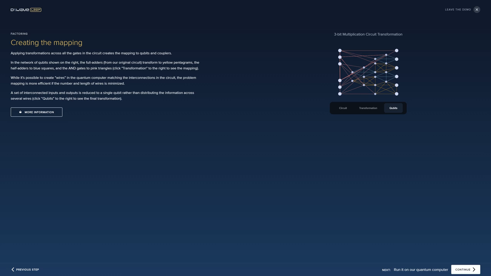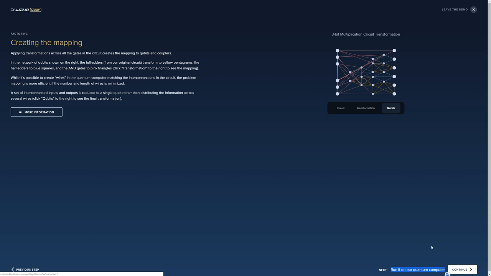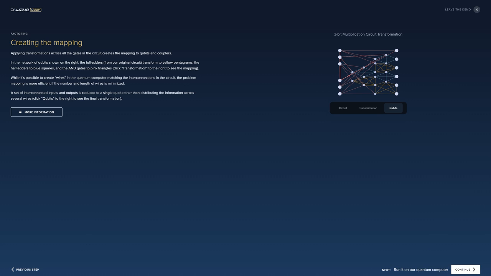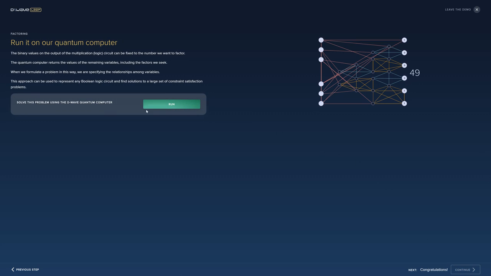Okay, next one is run it on your quantum computer. Ladies and gentlemen, run it on your quantum computer. Before I press that, let me put the cursor away here. Let's read it. Run it on our quantum computer. The binary value on the output of the multiplication logic circuit can be fixed to the number we want to factor.